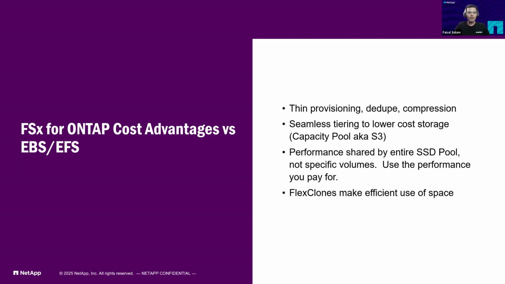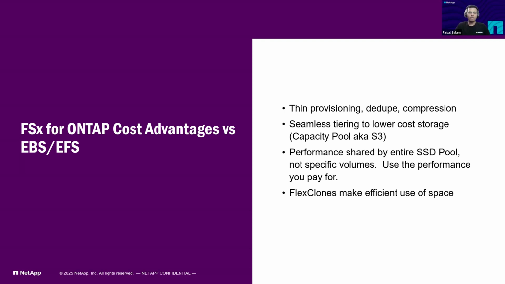The tiering you can control by setting a default number of days. The data that's not accessed for a certain number of days will be considered cold, then moved to S3, and that's something that you could customize. With the FSx, SSD performance is shared by the entire file system and not specific volumes like EBS is.